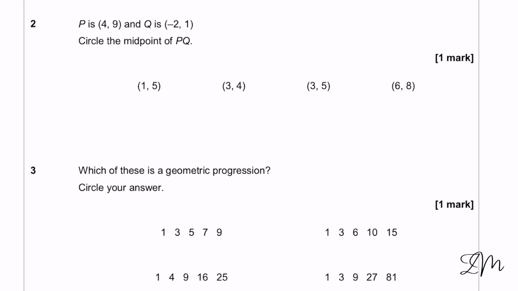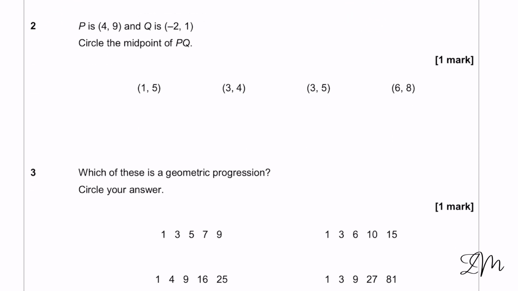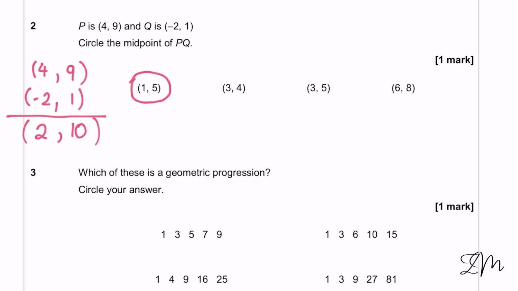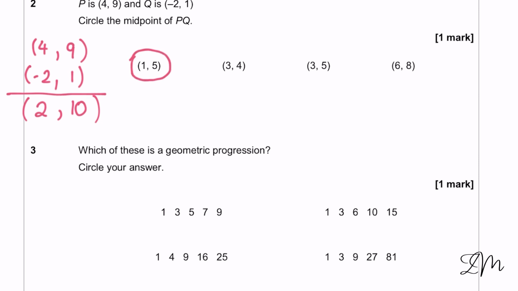The next question tells us to find the midpoint. Whenever you want to find the midpoint of two numbers, you add them together and divide by two. So my first step for these coordinates is to add them together: add the x's and add the y's. So I've added the y's, now add the x's. 4 plus minus 2 is 2, and then I'm going to half it. Half of 2 is 1. So straight away, I know it must be that. And half of 10 is 5.